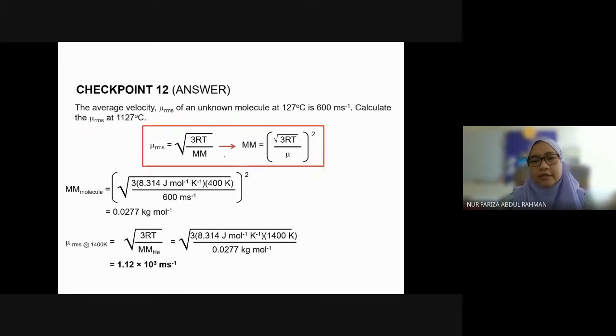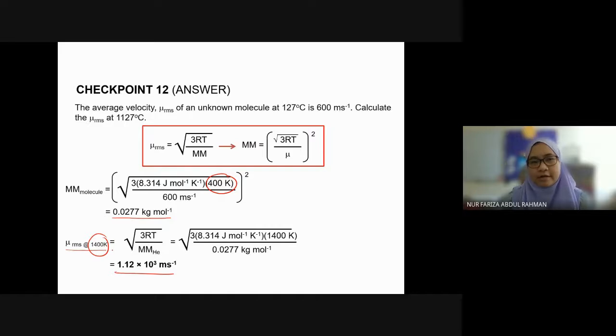Okay, all right. Yeah, this is the working solution like I've shown to you just now. So you have to calculate the molar mass first, at 400 K. Make sure that you convert the temperature into Kelvin. Once you have the molar mass, you can use this molar mass to find the mu RMS at 1400 Kelvin. So this is the mu RMS for this temperature.